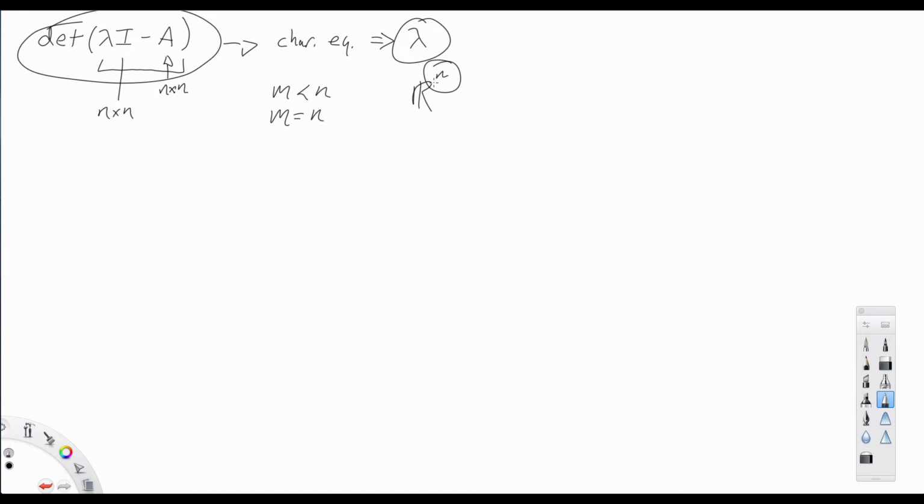Another important property is that if we have this case where the number of distinct eigenvalues is m, and m is equal to n, then we can say that the matrix A is diagonalizable. This is a really useful property.